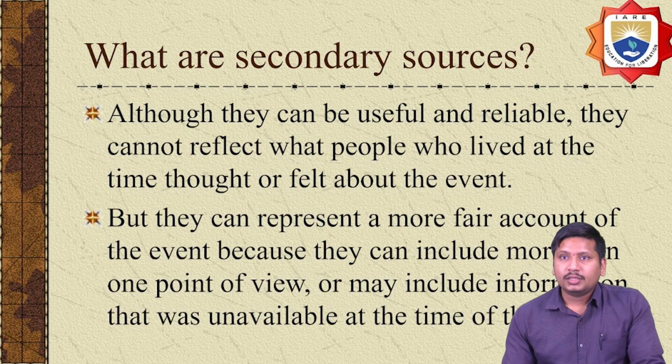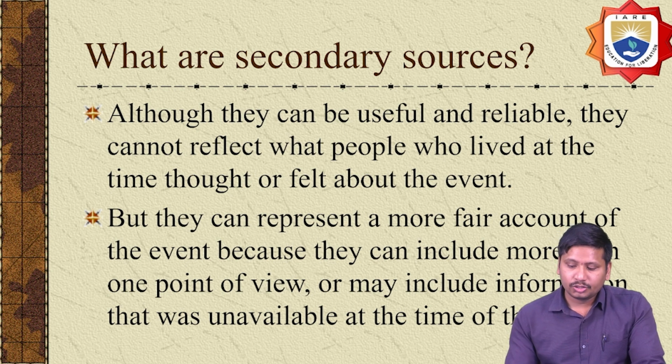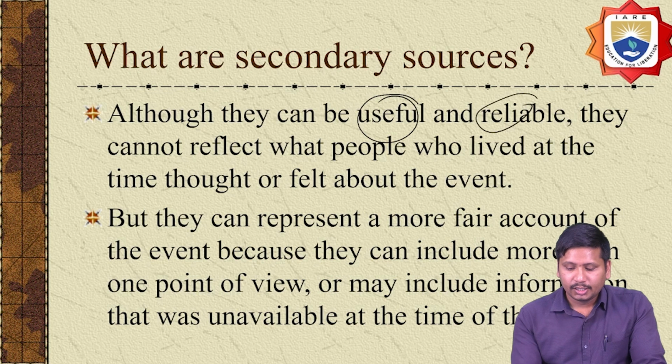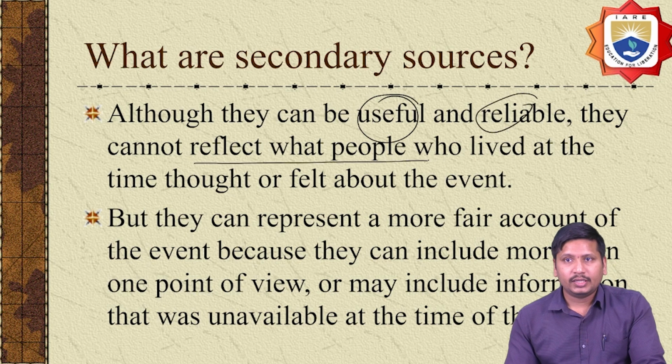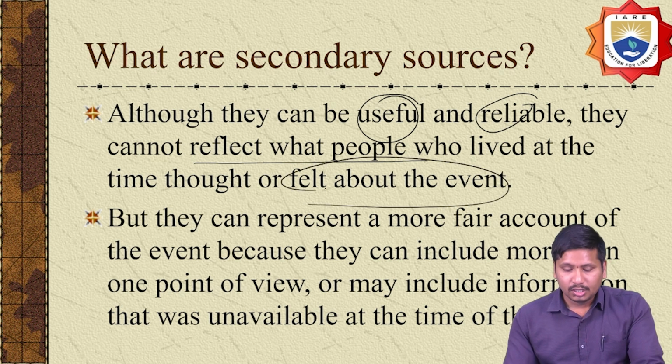Although this may be useful and reliable, they cannot reflect what the people who lived at the time thought or felt about the event, right? But they can represent a fairer account of the event, because they can include more than one point of view, or information that was unavailable at the time of the event. Sources that are useful and reliable but cannot reflect what people at the time thought or felt are also examples of secondary sources.